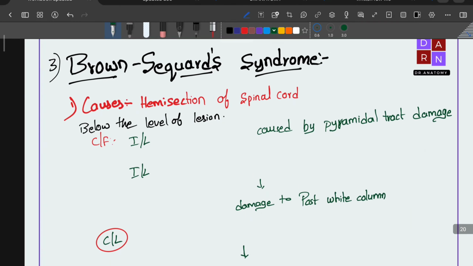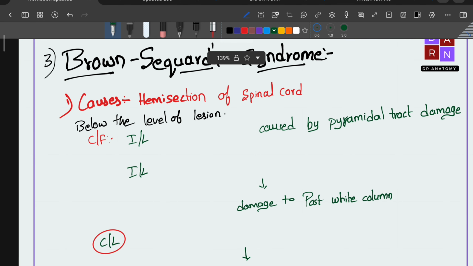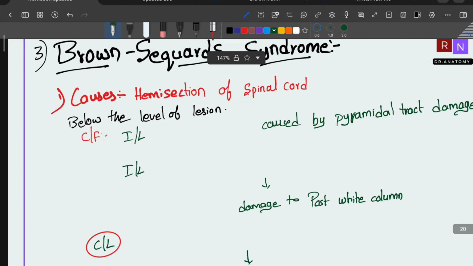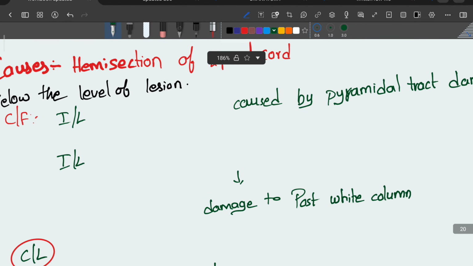So next we are going to discuss your most important topic, Brown-Sequard syndrome. Hemisection of the spinal cord. When you cut half of the spinal cord, this is known as Brown-Sequard syndrome. I had discussed earlier, you can go through the video again regarding the tracts and all.